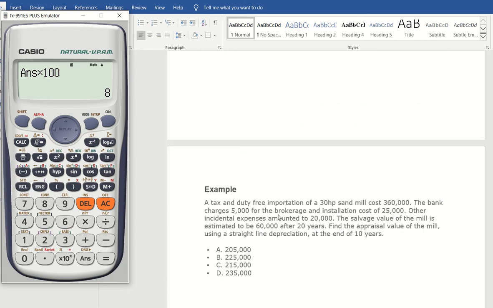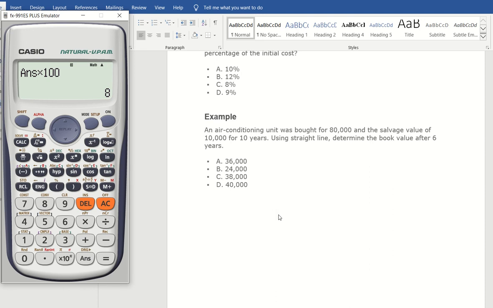Okay, now let's move on to our last two questions. So this is the book value. An air conditioning unit was bought for 80,000 and the salvage value of 10,000 for 10 years. Using the straight line, determine the book value after 6 years. So it's still the same as looking for the depreciation charge.